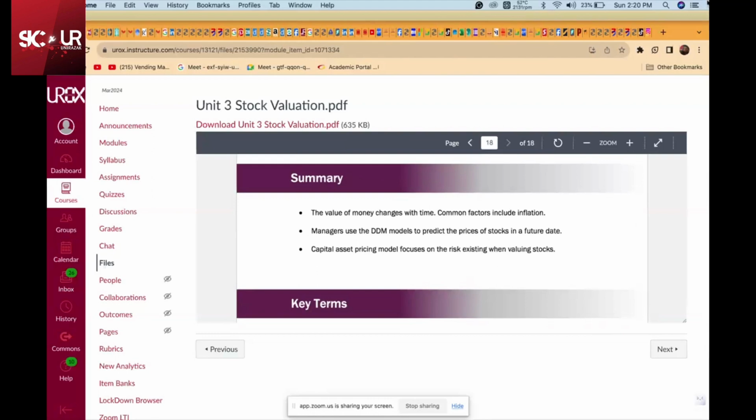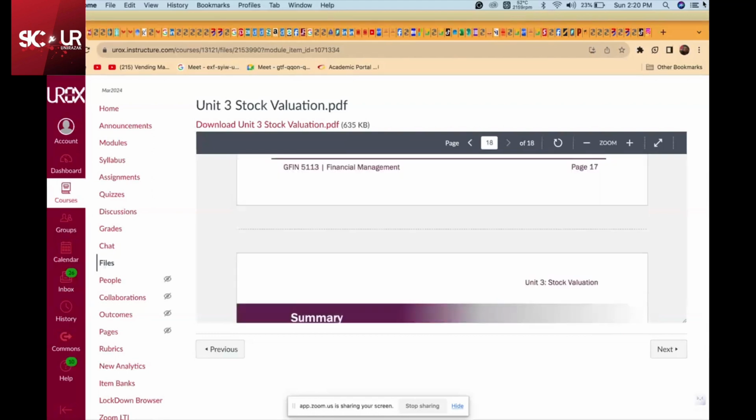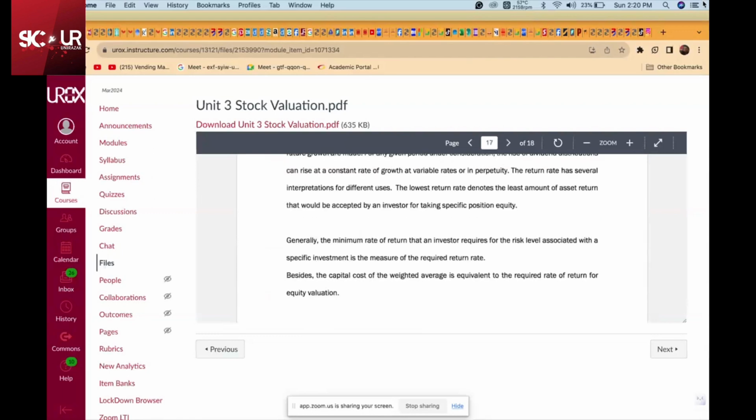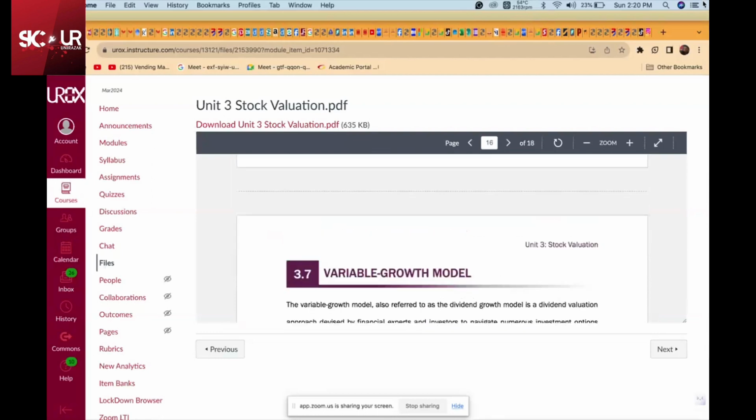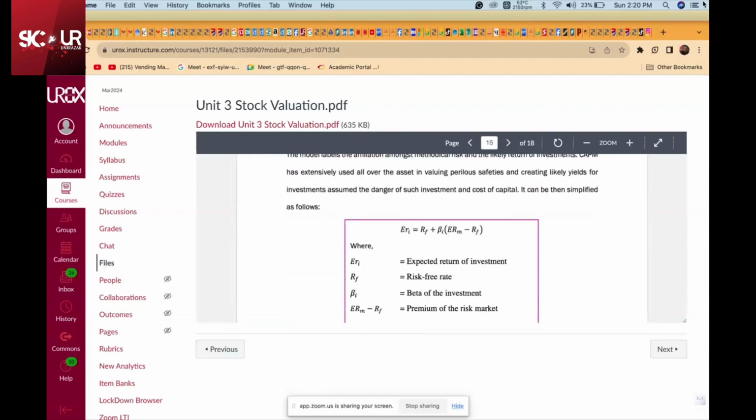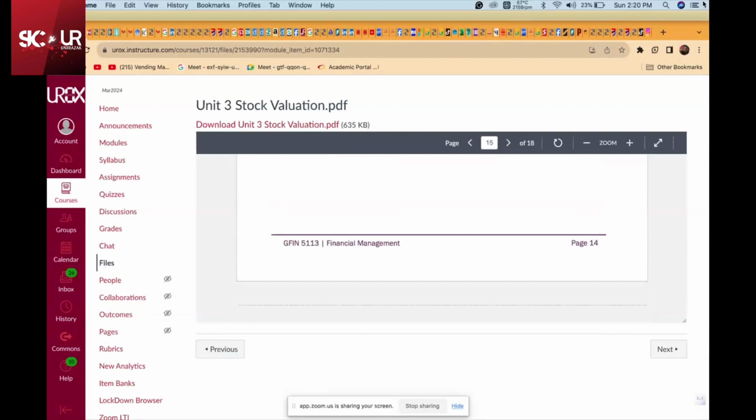This is a bit technical, especially the capital asset pricing model and the dividend growth model. But normally, the use of earnings per share is sufficient for us to estimate the future price.